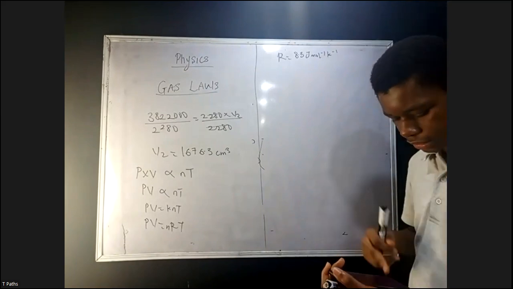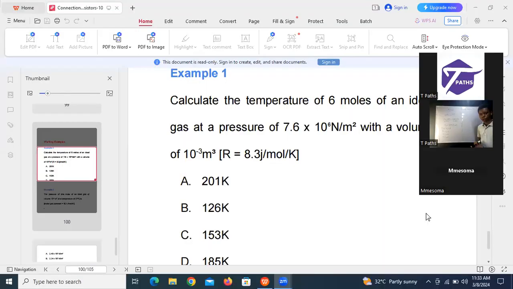All right. So the question says, calculate the temperature of 6 moles of an ideal gas at a pressure of 7.6 times 10 raised to the power of 6 Newton per meter squared. So calculate the temperature of 6 moles of the gas. Temperature is what you're asking us to find. That's the unknown variable. Of 6 moles, I said n is the number of moles, which means my n is 6 moles.